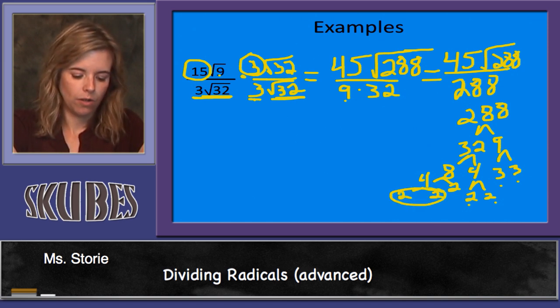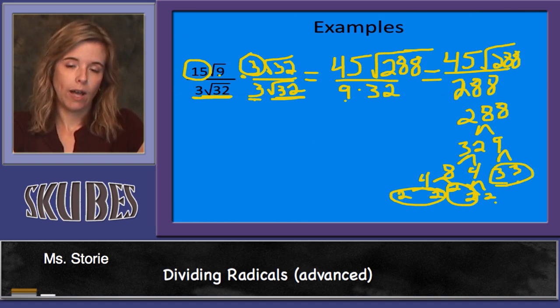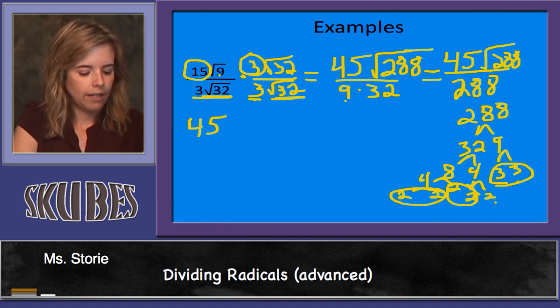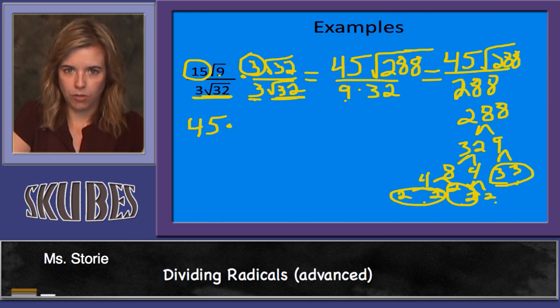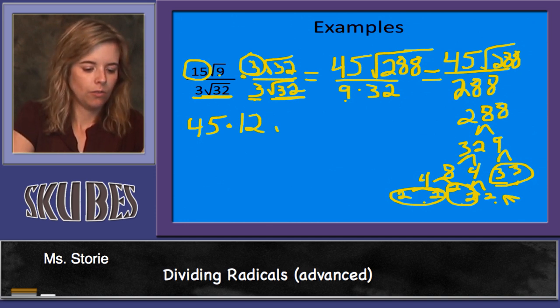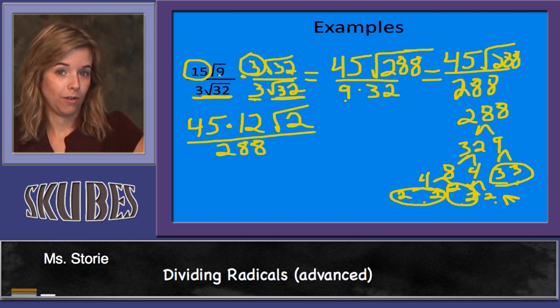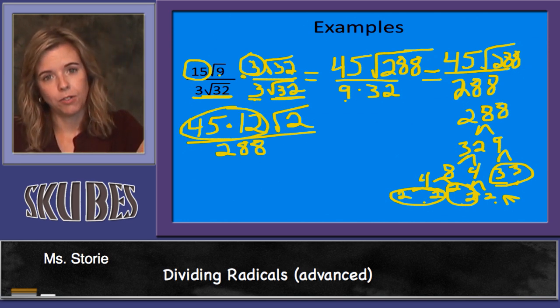We're looking for pairs. 1, 2, and we have a pair of 3s as well. So outside the radical, we're going to move the pairs. Our original 45 is still there, and now we're multiplying it by 2 times 2 times 3. They're all pairs, so we multiply them together. 2 times 2 is 4, and 4 times 3 is 12. And then we have our lonely little 2 there. And this is all over 288. And that's done.